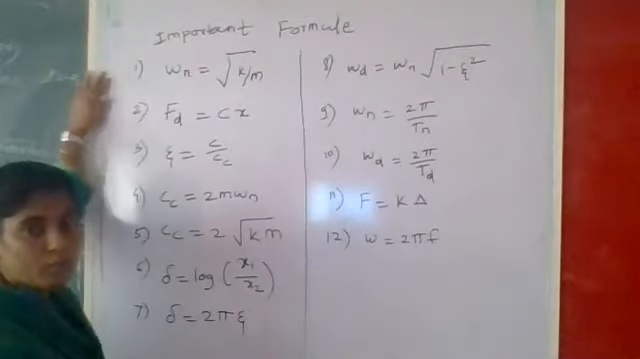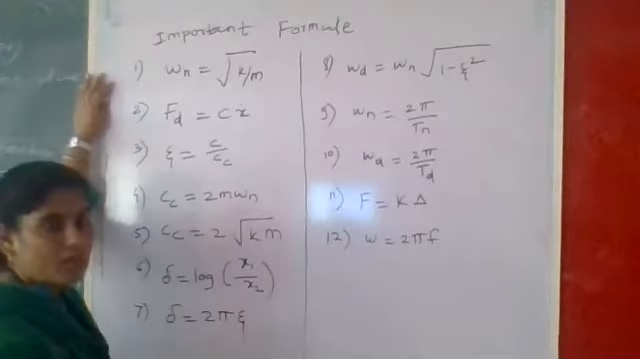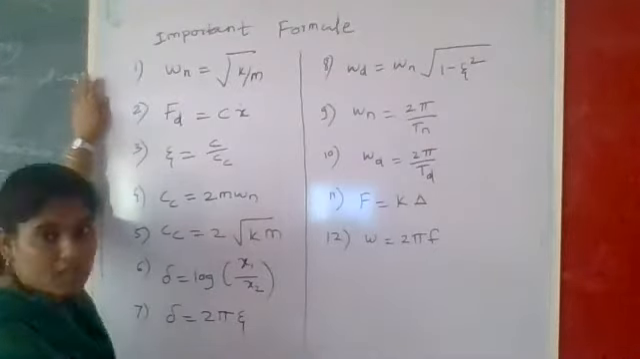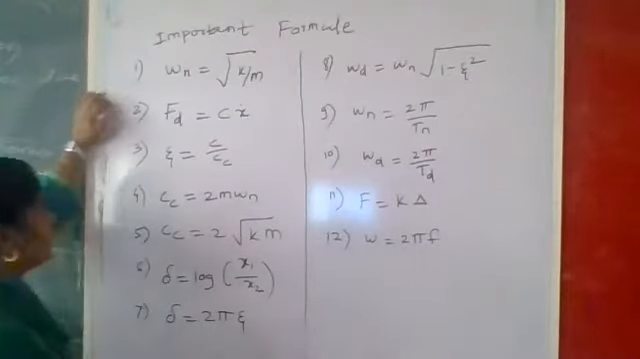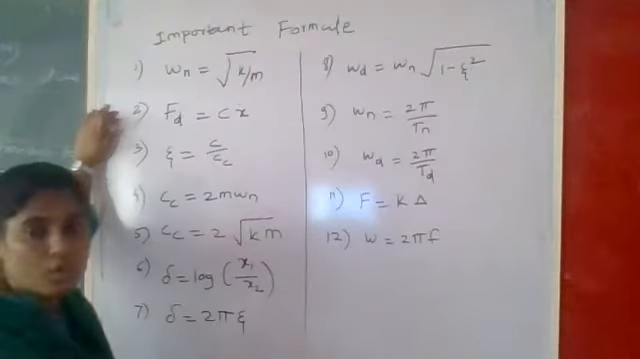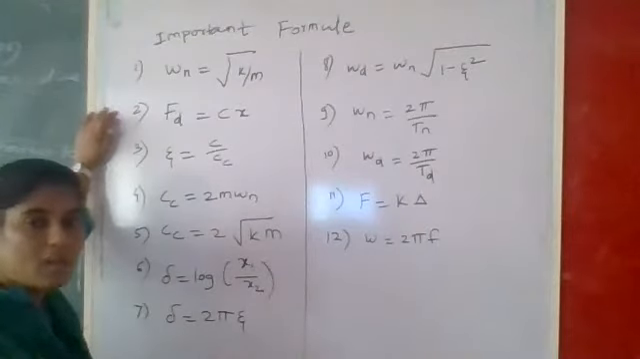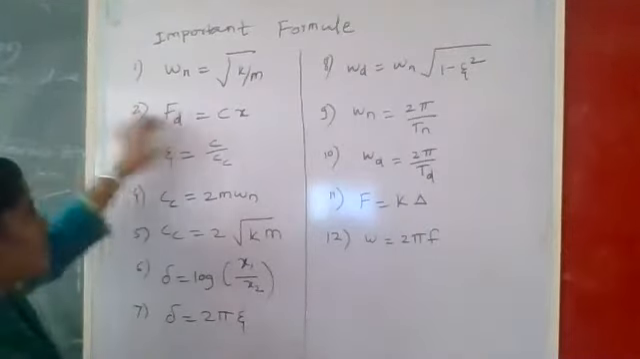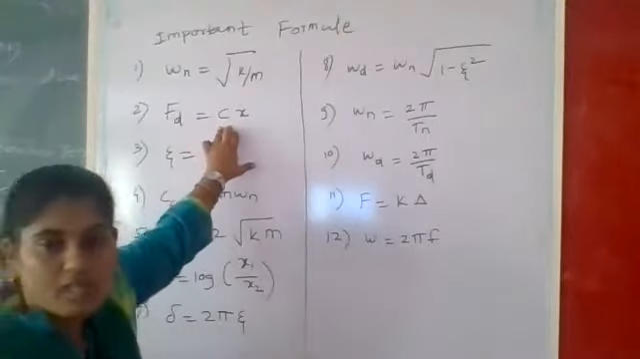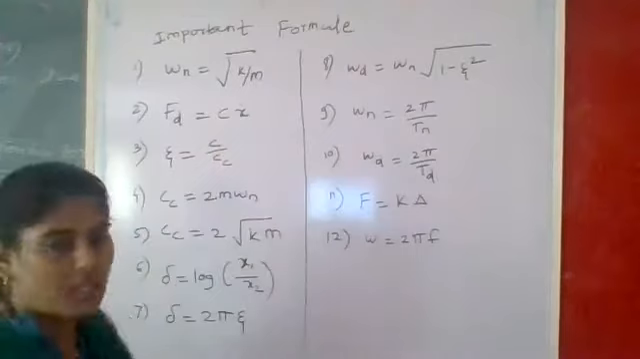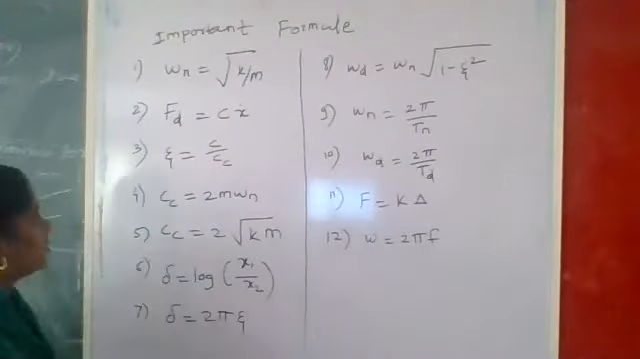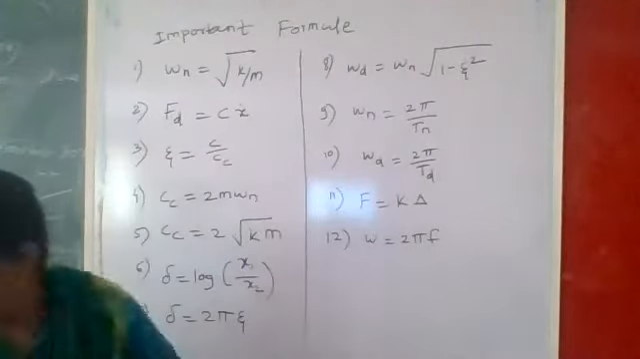Write down the first formula. Omega n is equal to root of k by m, where omega n is the natural frequency, k is the stiffness and m is the mass of the system. Second one is Fd equal to C x dot. Fd is the damping force, which is related to C x dot, where C is the damping coefficient and x dot is the velocity.